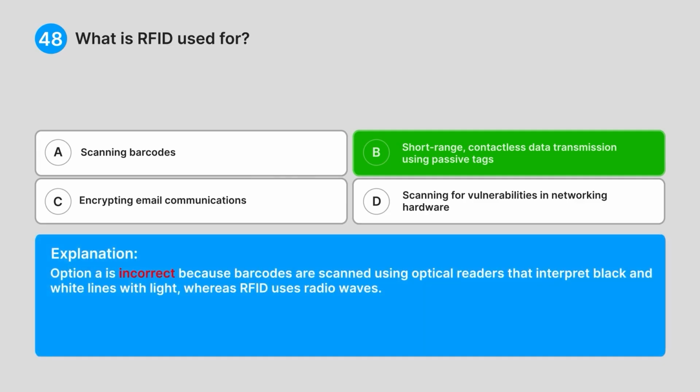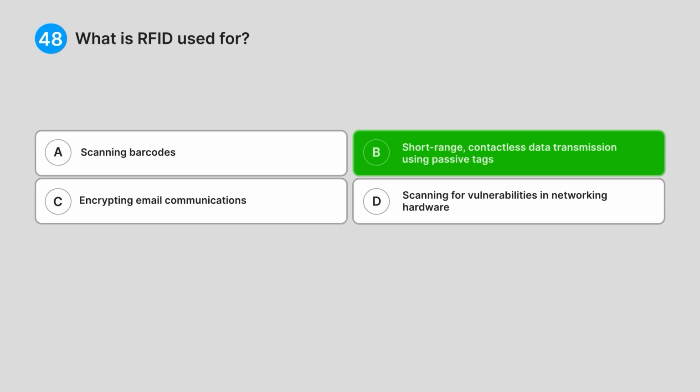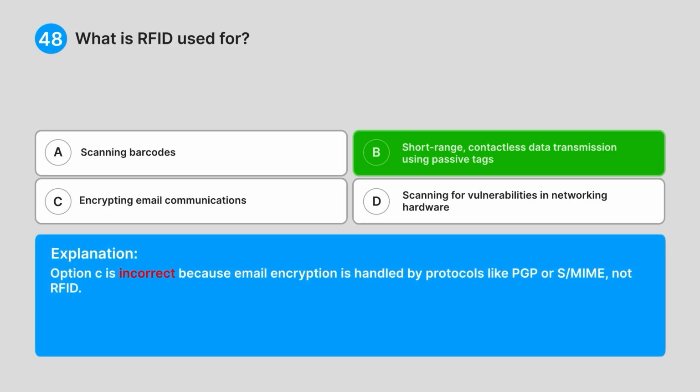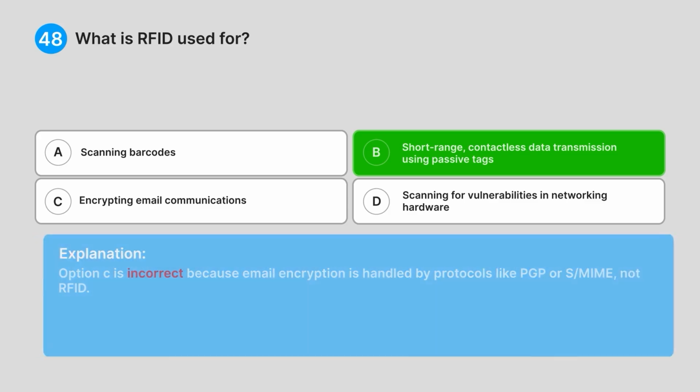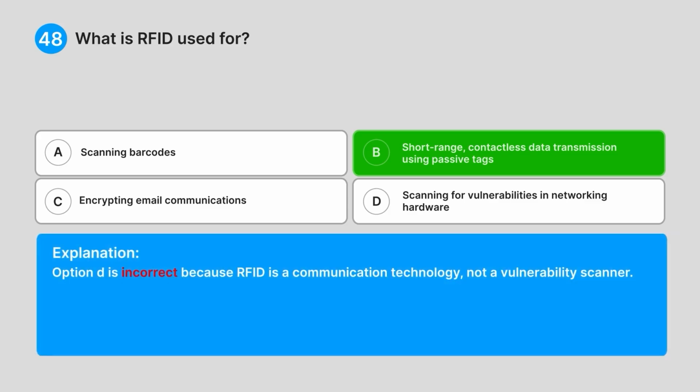Option A is incorrect because barcodes are scanned using optical readers that interpret black and white lines with light, whereas RFID uses radio waves. Option C is incorrect because email encryption is handled by protocols like PGP or S/MIME, not RFID. Option D is incorrect because RFID is a communication technology, not a vulnerability scanner.